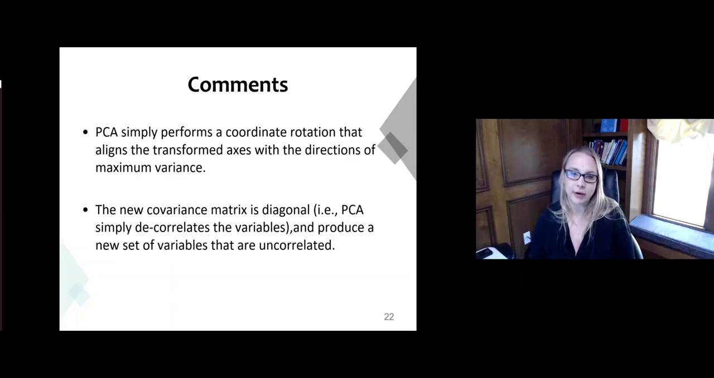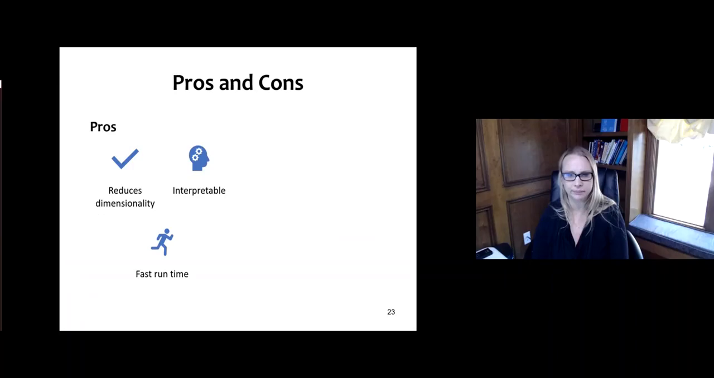So just a couple of comments here on principal component analysis. PCA simply performs a coordinate rotation that aligns a transformed axis with the direction of maximum variance. As we saw in some of the earlier visuals, the new covariance matrix is diagonal. So what this means is that it's going to be producing a new set of variables that are completely uncorrelated to each other. And again, the first few account for the majority of the variance, so we can select a number of components there for reducing the dimensionality of the data. Then we can also remove the multicollinearity because each of them are orthogonal to each other and therefore are going to be uncorrelated with each other.